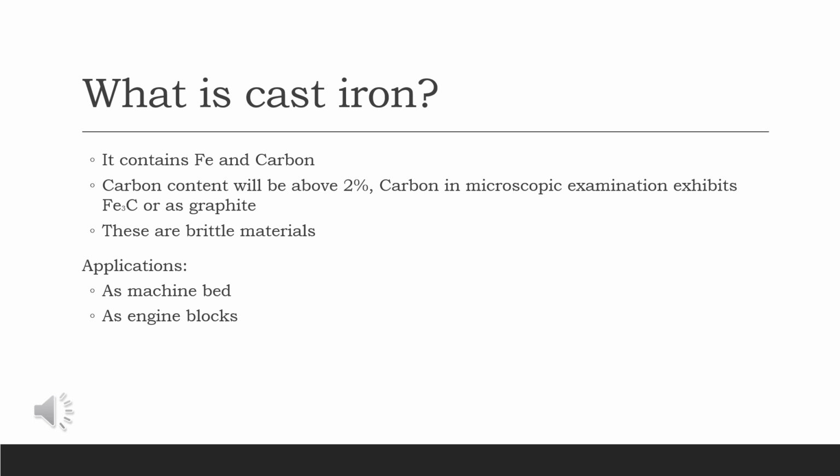Cast iron is an alloy of ferrous and carbon. Carbon content will be greater than 2% in cast iron. In microscopic examination, it exhibits as combined carbon, ferrous carbide, which is known as cementite, or as free carbon, graphite. These are brittle in nature, and in applications, cast iron is basically used for making machine beds and engine blocks. These are good in wear resistance, and hence it is preferred for these applications.